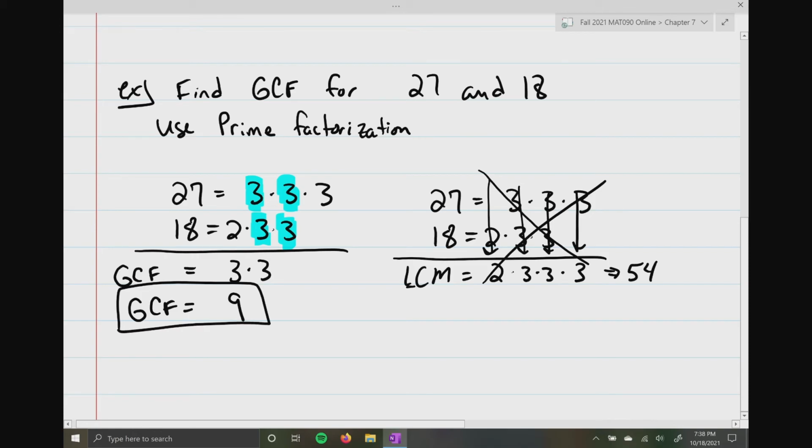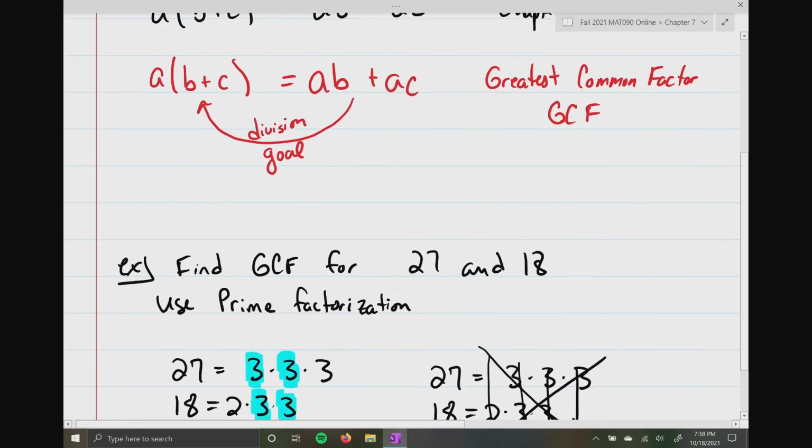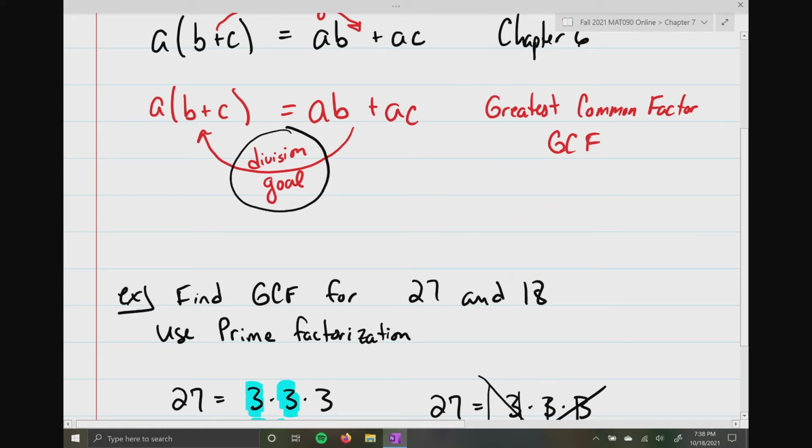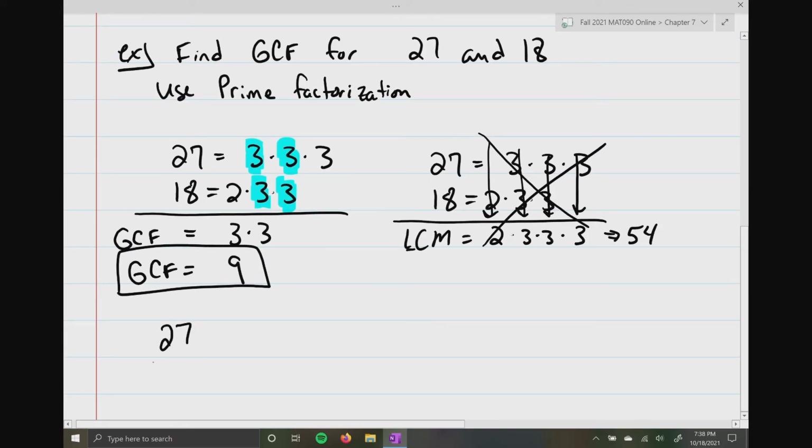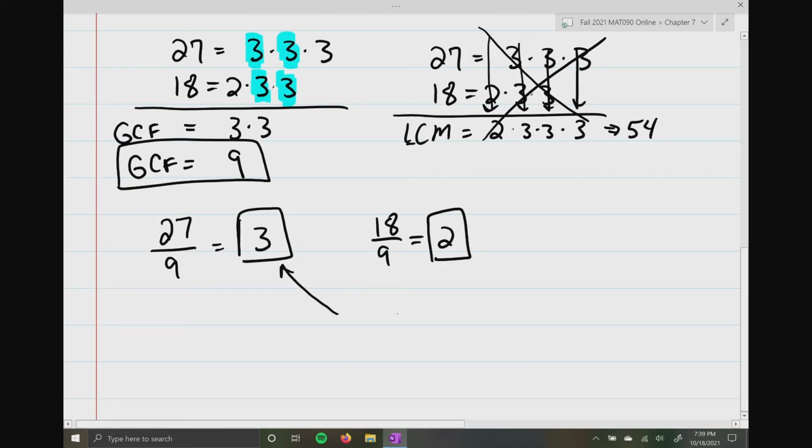Now, earlier in this lecture, I'm going to scroll up, I said we are looking at division as our goal. So if you think about this, 27 divided by 9 equals 3. And 18 divided by 9 equals 2. And why am I showing you this? Well, the reason why I'm showing you this is because 9 is the largest number. It's the greatest number that I can divide 27 and 18 by and still get whole number answers. In other words, no fractions, no remainders, no decimals. We get whole numbers. And that is the key to this, okay?